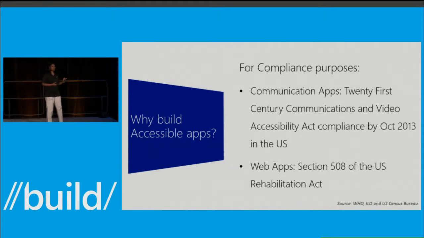The second aspect about why to consider compliance is, this is well known for most of us, Section 508 of the US Rehabilitation Act, which specifies guidelines to make web apps accessible. So two main things: reach more customers, comply with regulations. And that's why I want to think about building accessible apps.